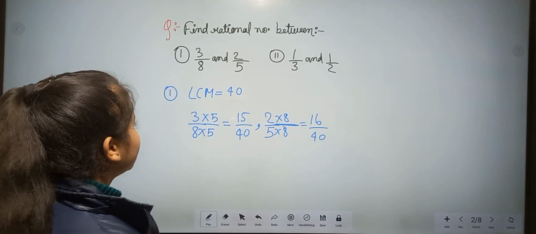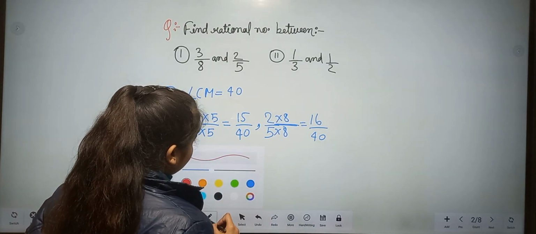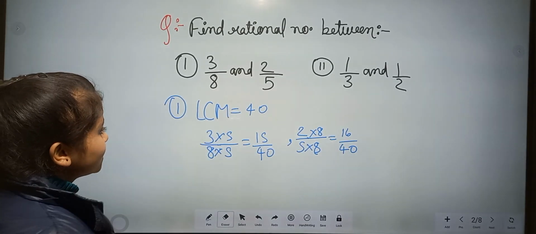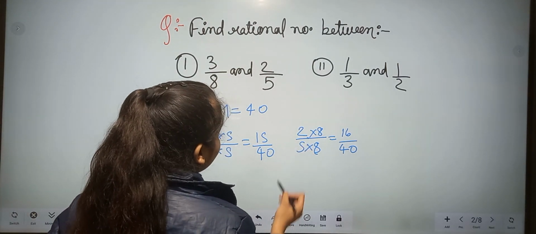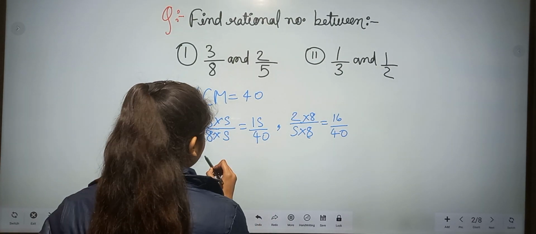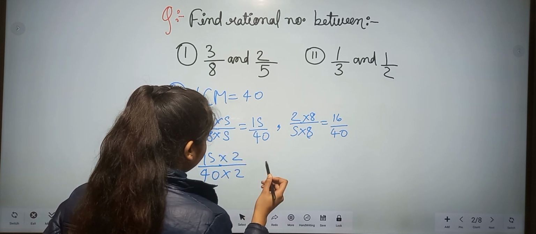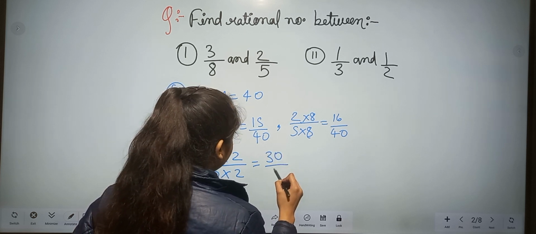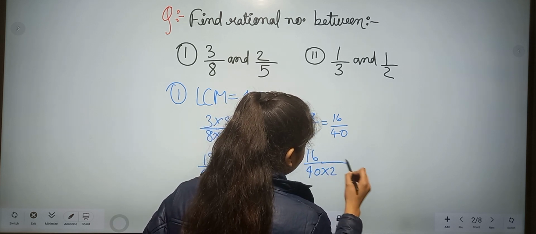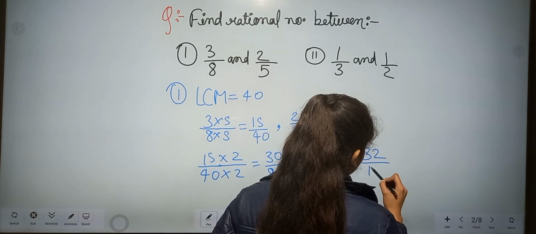So between these numbers, 3 by 8 becomes 15 by 40. Here we can see that there is no number between 15 and 16, so we have to multiply again. So 15 by 40 into 2, and 15 into 2 is equal to 30 by 80, and our next number is 16 by 40, so multiply by 2, so we get 32 by 80.